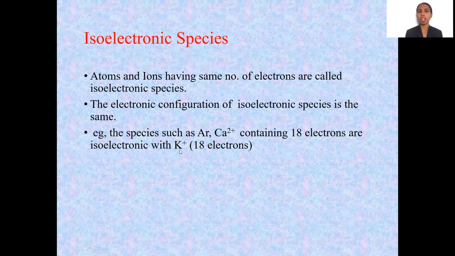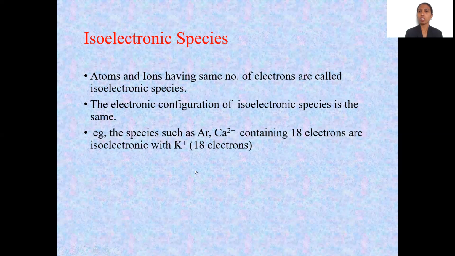Similar to that, potassium actually has atomic number 19. But here potassium +1, K+, is given. Then how will K+ be formed? By loss of 1 electron, which means the remaining electrons are 18. Now argon, Ca2+ and K+ have 18 electrons.